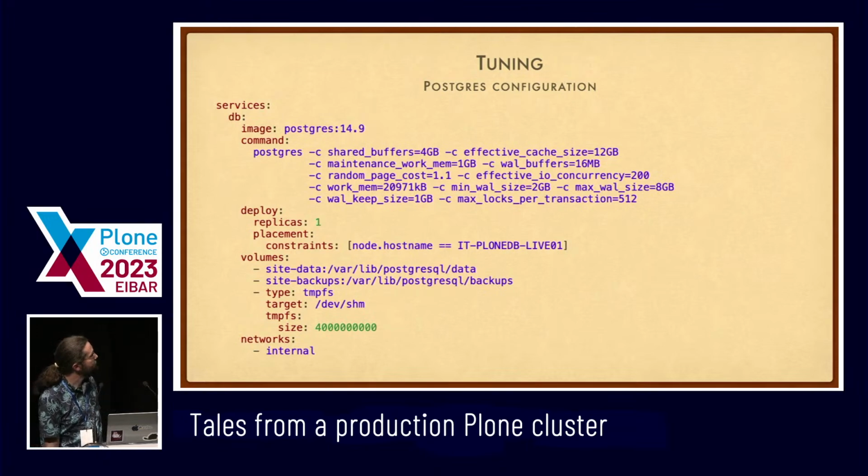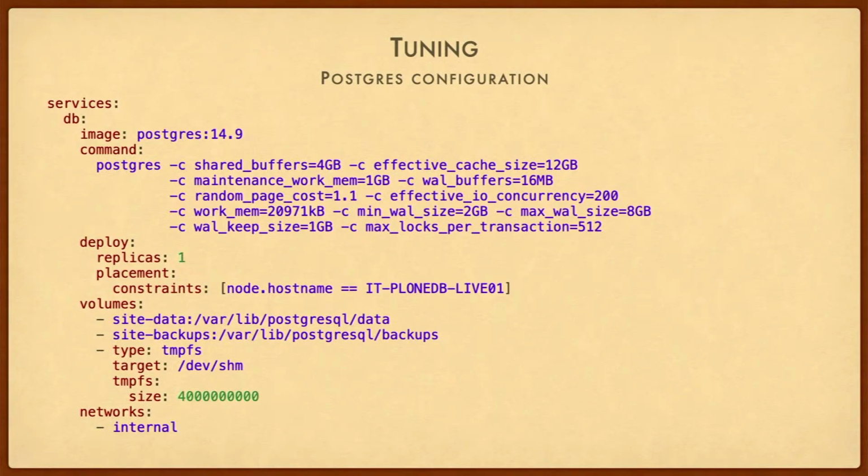to it. The shared buffers I've set to 4 gigabytes. This is going to use shared memory from the operating system. And there's a related section down here where I've mounted a temporary FS volume with that much space. That was to solve a problem where we were getting errors because Postgres was trying to use more shared memory than Docker was giving it. So those two go together.